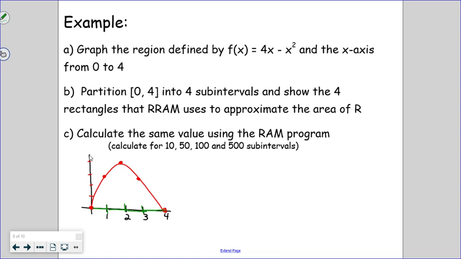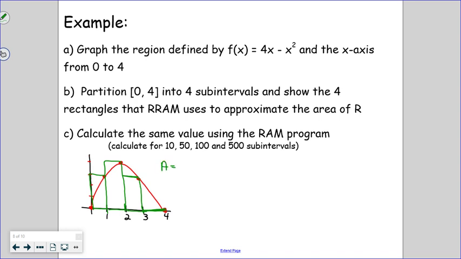So of 0 and 1, I would use 1 because that's the right side of it. Follow 1 up to my curve and draw in the rectangle. Use 2, follow that up to my curve, draw in the rectangle. 3, follow that up to my curve. And then this one's a little bit weird. What does the rectangle look like at 4? It looks like nothing because the height at 4 is 0. So you don't have a rectangle on that rightmost end, and that's okay. Use that to approximate the area.